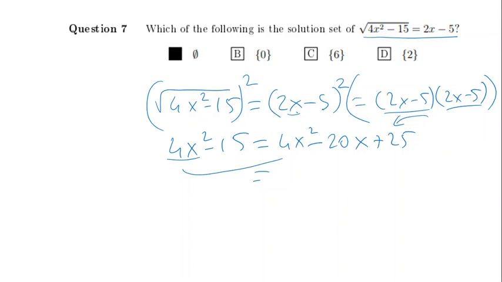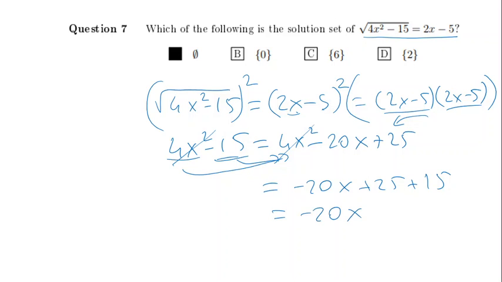Send this one to the other side and send all of them to the other side. But let's see what happens if you send all of them to the other side. You have 4x squared cancel. You got this one, negative 20x, so 25 plus 15, it'll be negative 20x, negative 40, no, positive 40. And then you send this one to the other side, you get this. So x will be equal to 2.